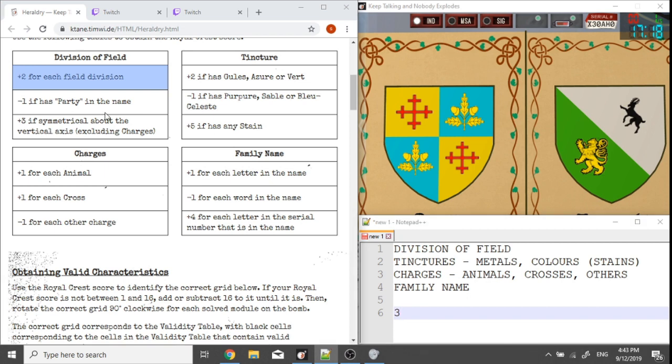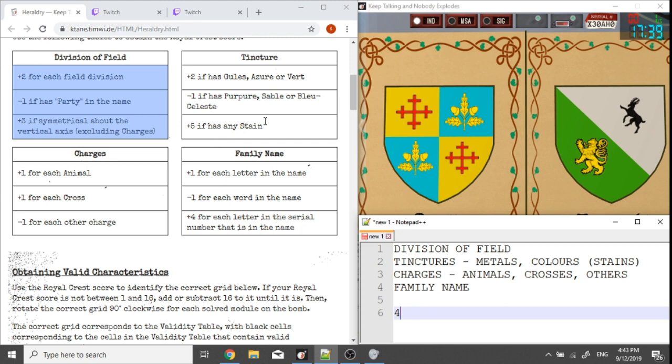Is it symmetric about the vertical axis? No. Does it have goals, zero, or vert? I'm going to tell you now that this green is vert, so I'm going to add 2. Does it have purple, sable, or blue celeste? This black I'm going to tell you is sable, so I'm going to subtract 1.